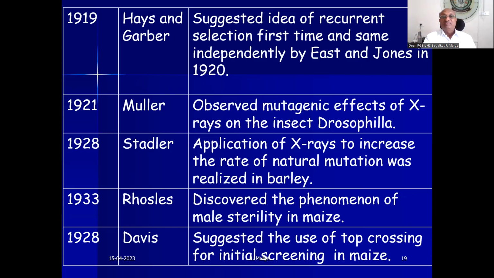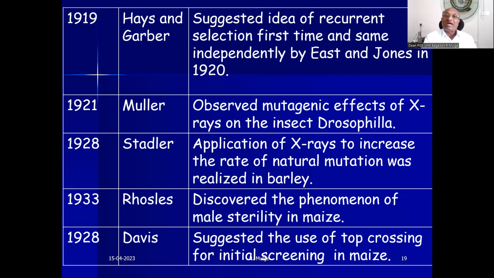In 1921, Muller observed the mutagenic effects of X-rays on the insect Drosophila. So there is one more concept, how changes come about in the individual. Some changes are brought in through mutation. There are agents which can alter the chromosome and alter the DNA. By altering or disturbing the chemical structure of that DNA, you'll get changes in the genes, and morphological changes are also going to be there.